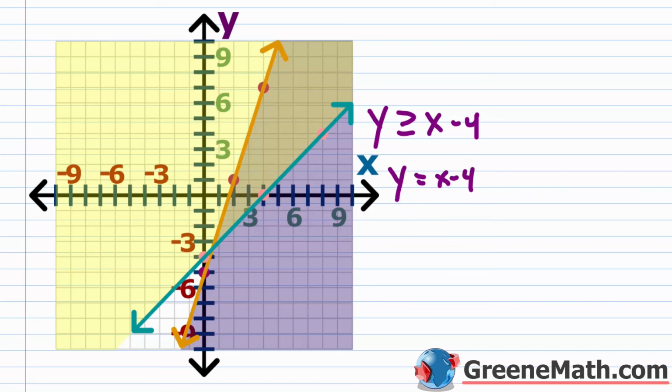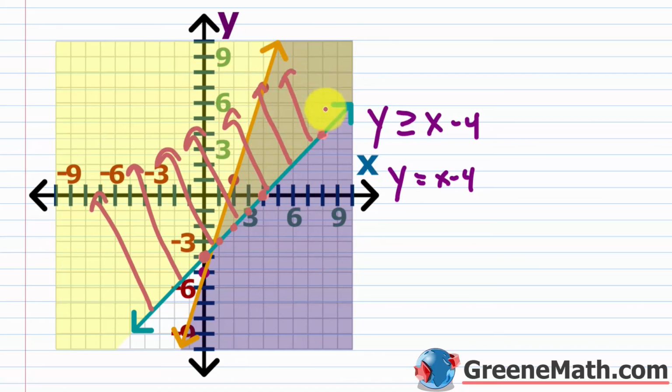Let me pick a new color. Let me pick this color here. So that's going to be right there, right? So 0, negative 4. The slope is 1. So I can go up 1 to the right 1, up 1 to the right 1, up 1 to the right 1, so on and so forth. I get this point and this point. You know how to sketch the graph of that line already. Now again, because this is a greater than or equal to, I want to shade above this line. So I'm going to shade in this direction, okay?